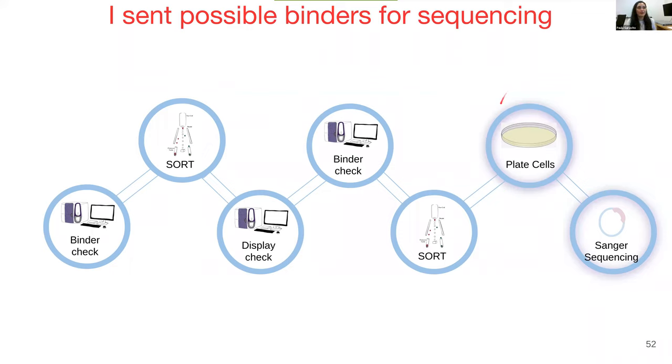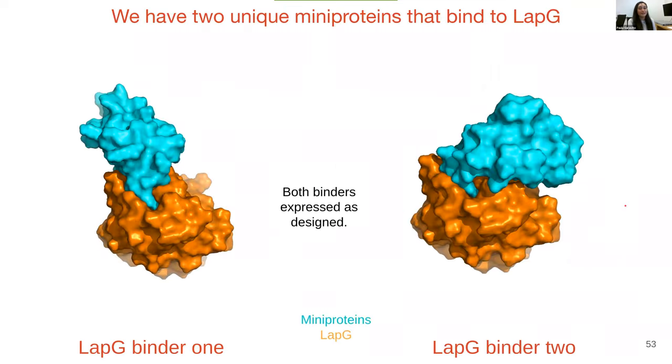Again, I really like showing the workflow, but after the sort, I plated my cells and then I sent things for sequencing to see what the clones were. This was really exciting because we were right, we got two unique clones that bind to LabG. When I got the sequences, they all matched the original way that they were designed. So they're expressed, they're basically what I designed them to be. It's also really nice to highlight.